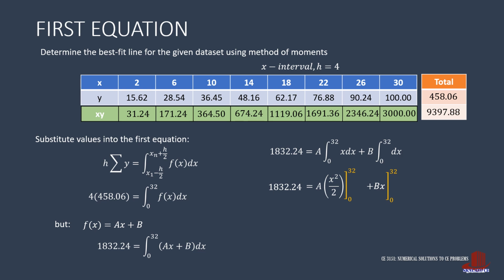So to take the coefficients, we get 1832.24 as equal to a with half of the square of the upper less the square of the lower limits. Add to this b times 32 minus 0. The first moment is then 1832.24 as equal to 512a plus 32b.